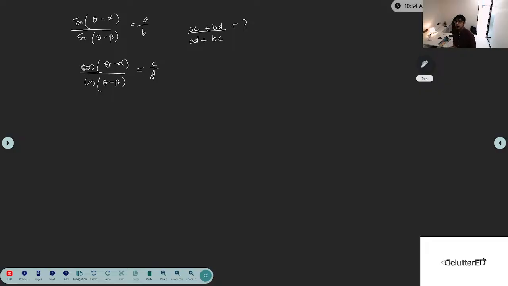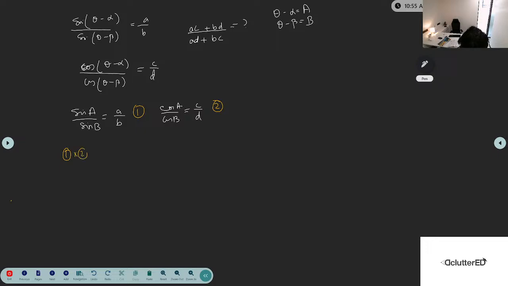Now, what I'm going to first do is write theta minus alpha is A and theta minus beta is B. This is purely from the perspective that I don't want to keep writing such long terms. Sin A by sin B is A by B, and cos A by cos B is C by D. Now, we need AC, BD, AD and BC, right? Let's try getting these terms into the expression.